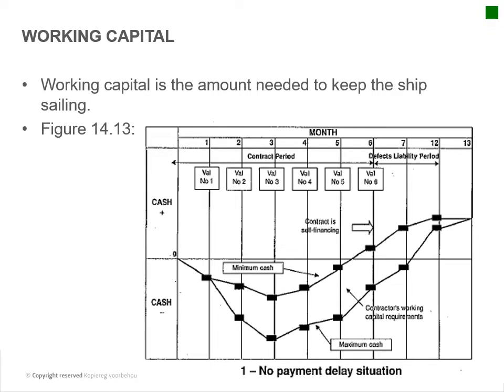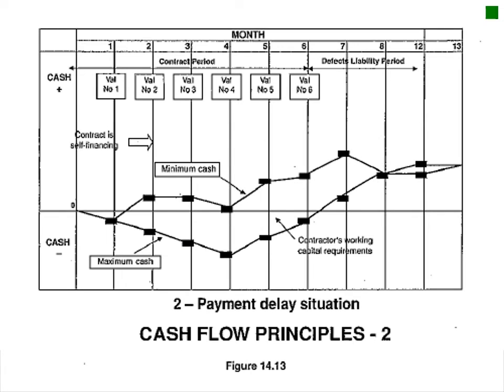Working capital. Okay, so working capital is the amount needed to keep the ship sailing. Okay, that is now that deficit that I spoke about earlier. So your minimum cash flow in normal circumstances is like this, and then your maximum cash flow is actually calculated like that.